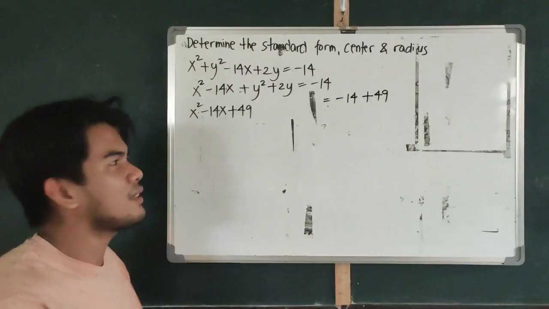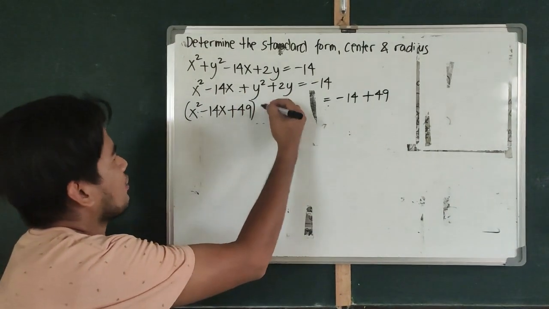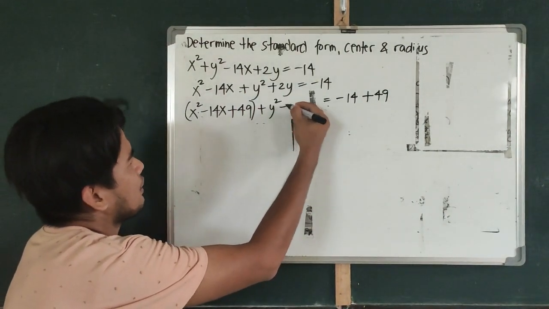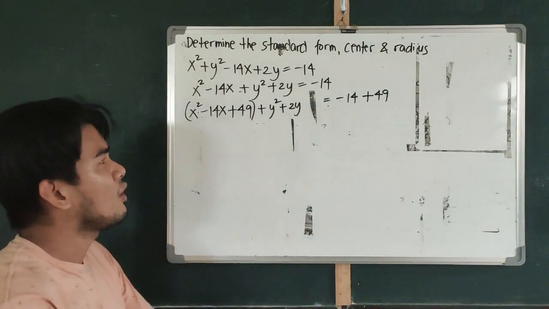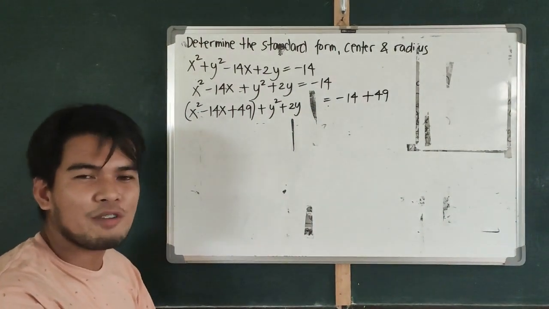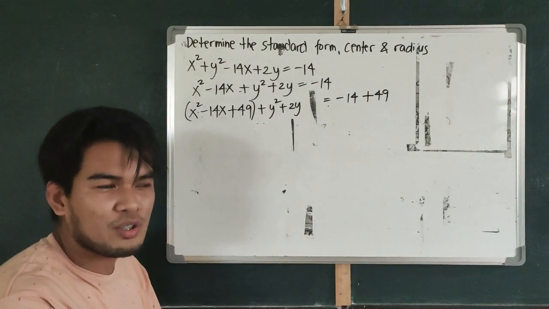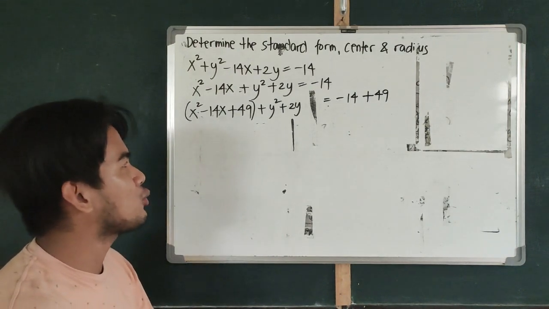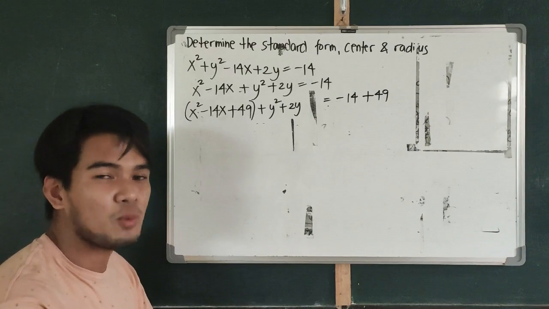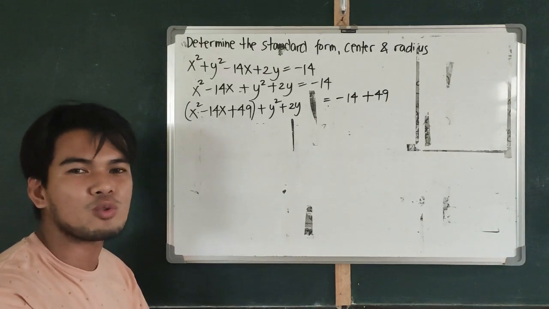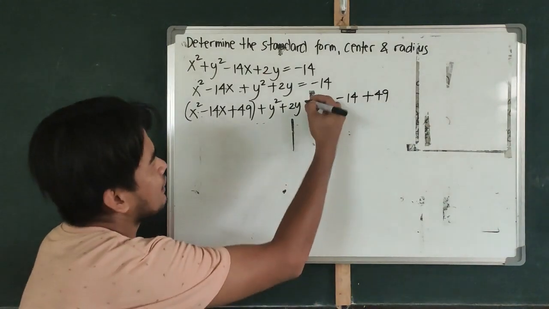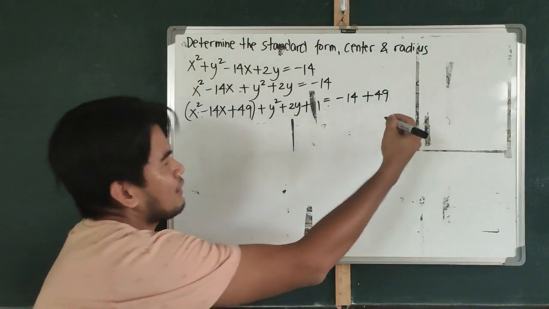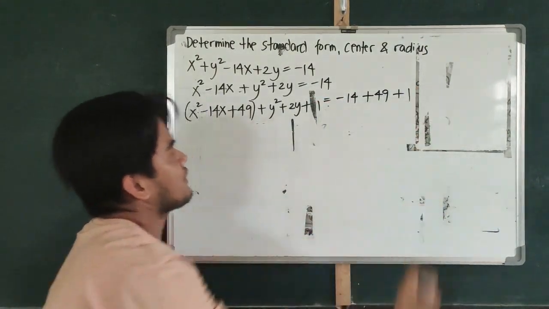Okay, so let's proceed now sa y. We bring down y squared, we bring down 2y. What is the coefficient of y? The coefficient of y is 2. Okay, so i-divide natin yung coefficient na yan into 2. 2 divided by 2 is 1, and then 1 squared, or 1 times 1, is equal to 1. So idadagdag natin ito, yung 1 dito, at magdadagdag din tayo ng 1 doon sa kabila.